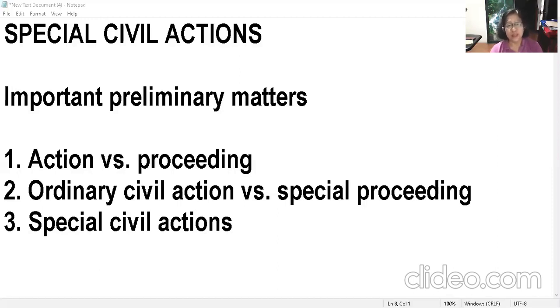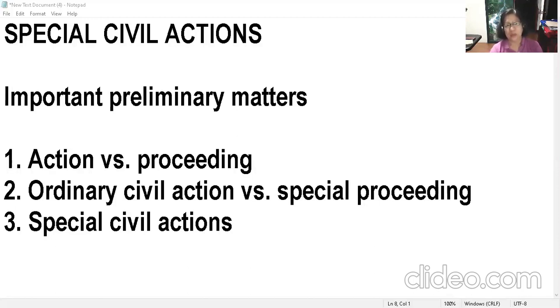But you must differentiate this from a petition for review on certiorari, which is an appellate proceeding. This petition, Rule 65, is a special civil action that is original and not appellate. Okay. And then we have quo warranto under Rule 66, expropriation under Rule 67, foreclosure of real estate mortgage under Rule 68, partition under Rule 69, forcible entry and unlawful detainer under Rule 70, and contempt under Rule 71.